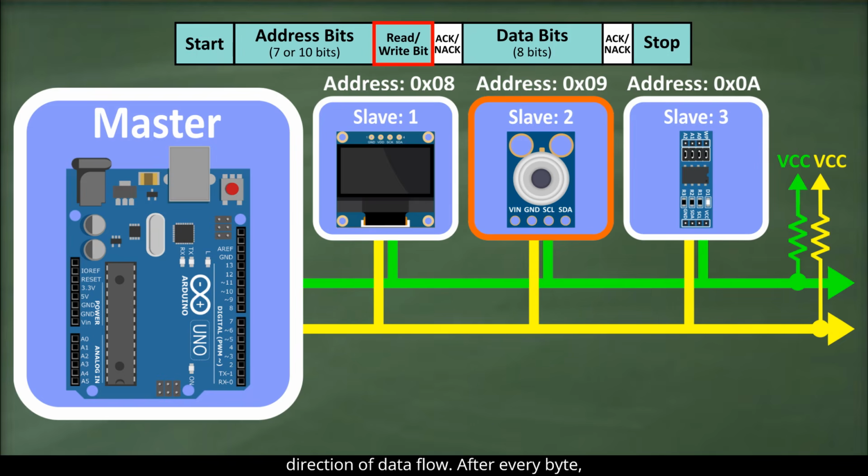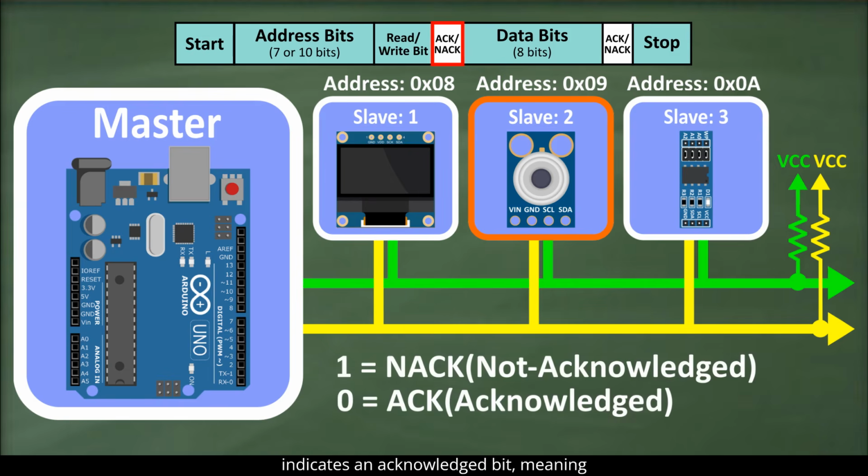After every byte, the transmitter releases the SDA line for one clock pulse. The receiver then responds with either an acknowledged or not acknowledged bit. Pulling SDA low indicates an acknowledged bit, meaning the byte was received correctly. Leaving SDA high indicates a not acknowledged bit, meaning the byte was not received. This handshake ensures reliable communication.